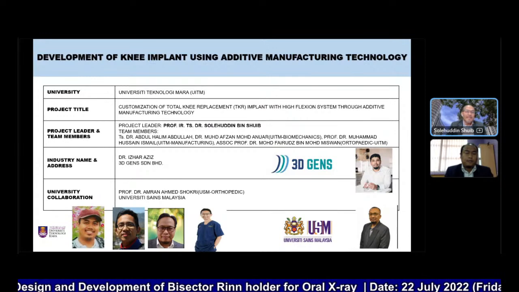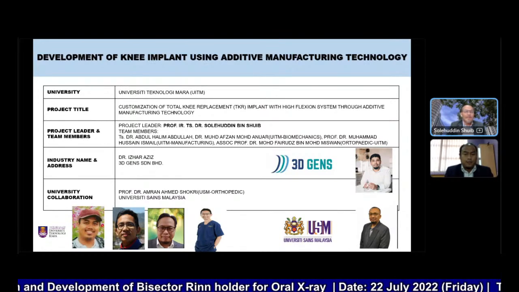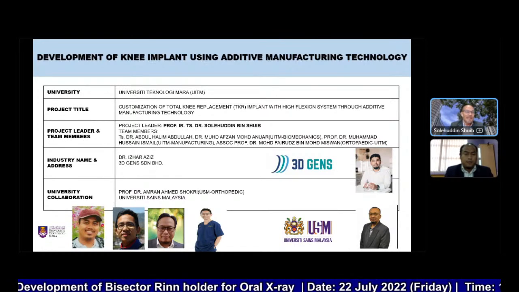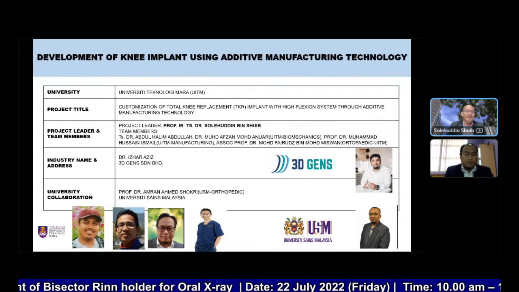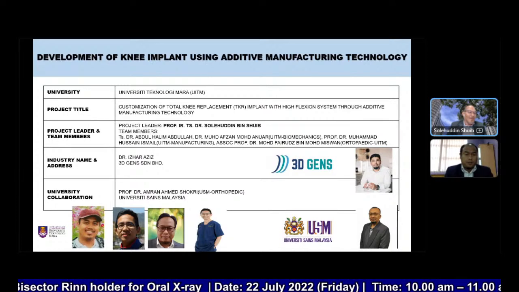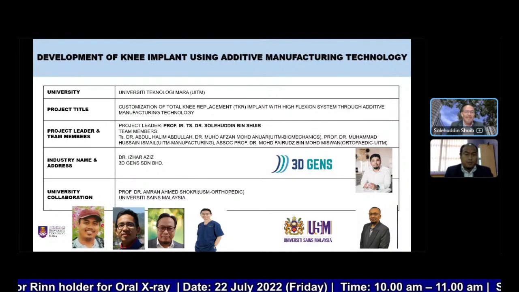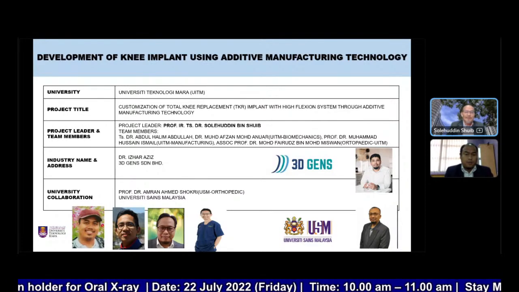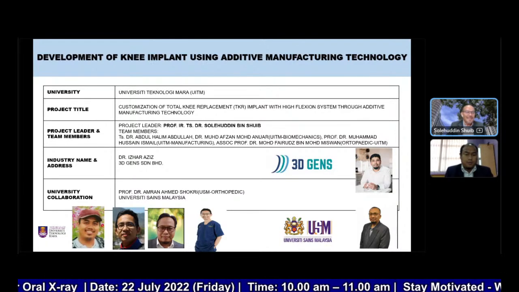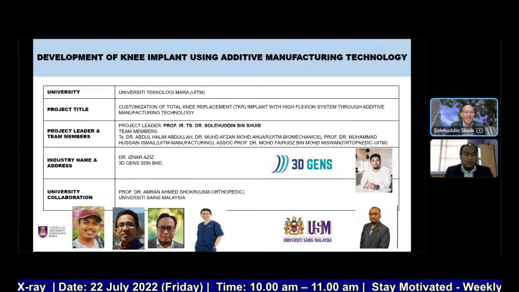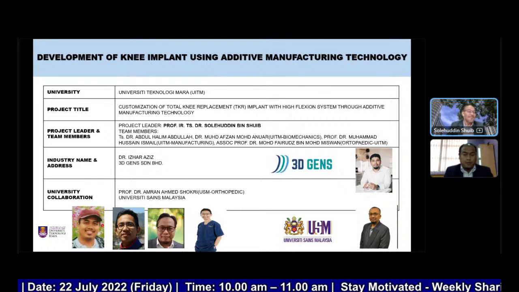through additive manufacturing technology. I am the group leader of the project, and we have our team members. We have Dr. Halim over there, wearing a cap, and then Dr. Afzan, and then we have our latest professor, Prof Hussein, and Prof Fairuz, orthopedic surgeon.